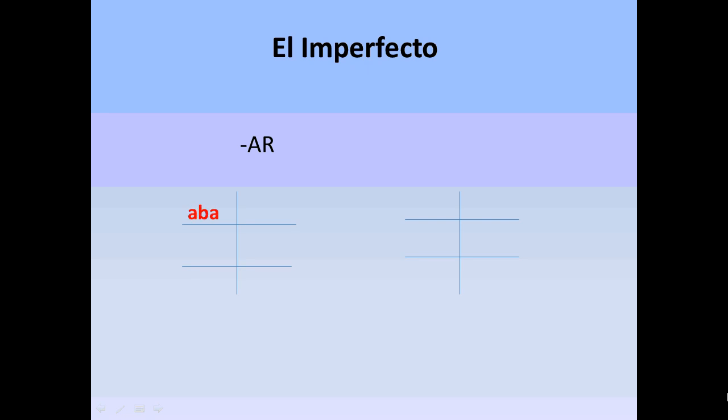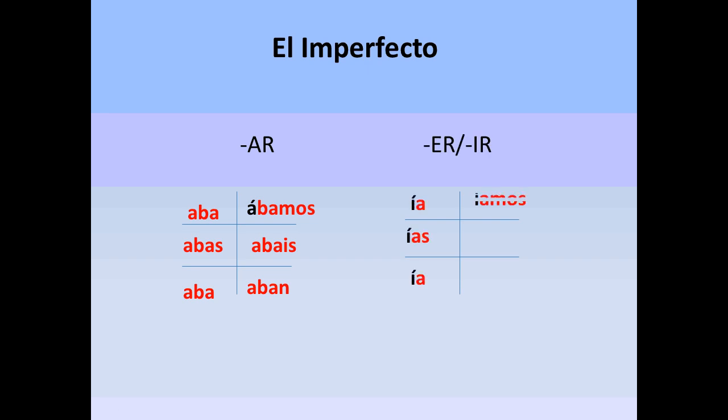Here are the conjugations or the verb endings for the AR ending verbs in the imperfect. So make sure you write these down on your organizer in the AR section. It's aba, abas, aba, ábamos, abais, aban are the endings to form the imperfect tense, another past tense in Spanish. And then the ER-IR endings are ía, ías, ía, íamos, íais, ían.